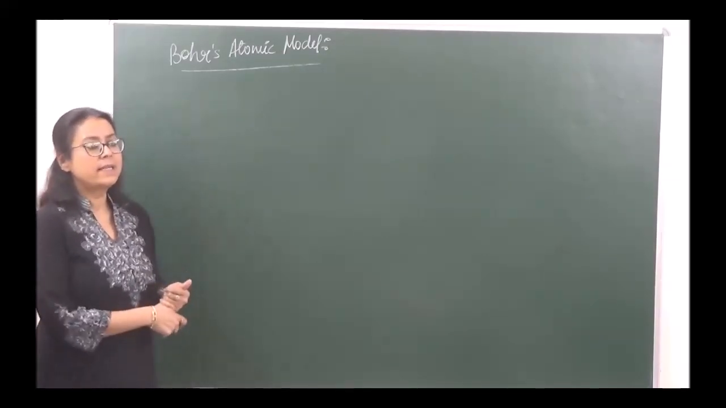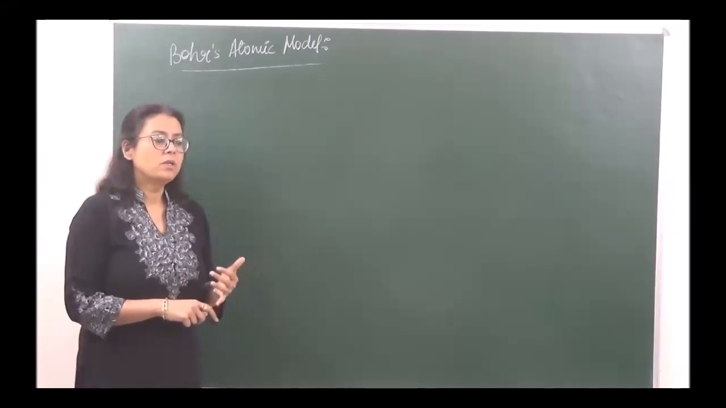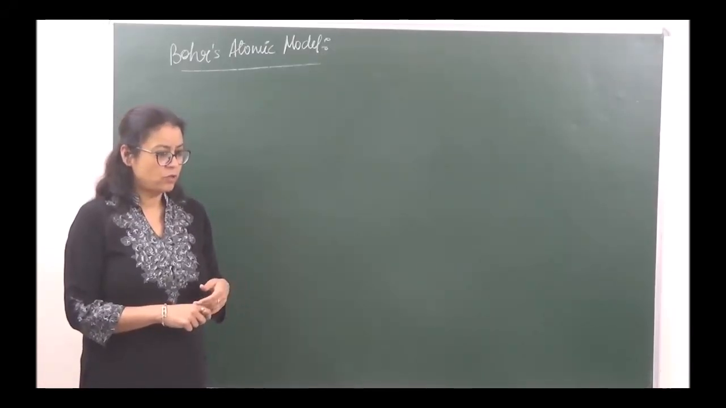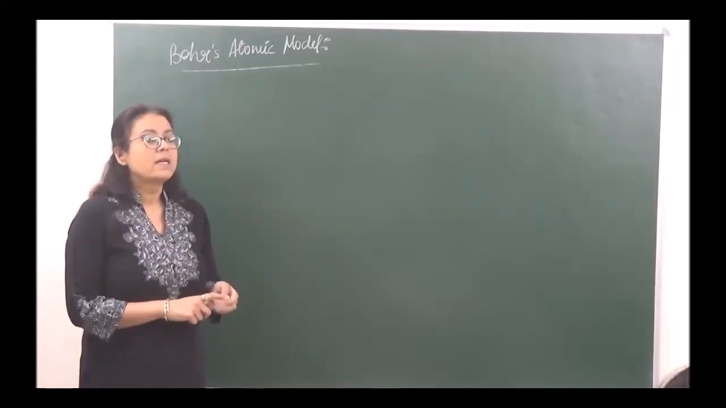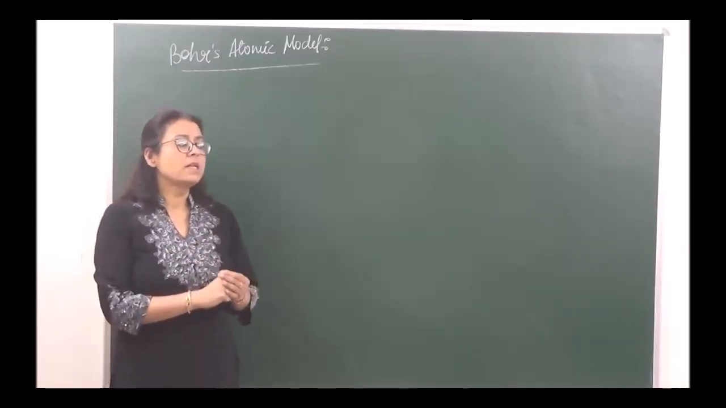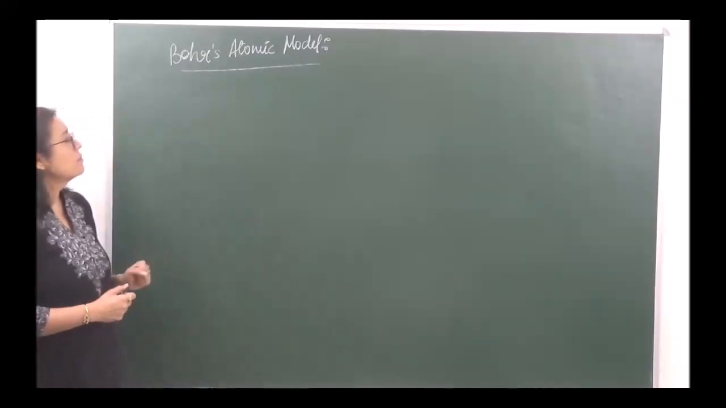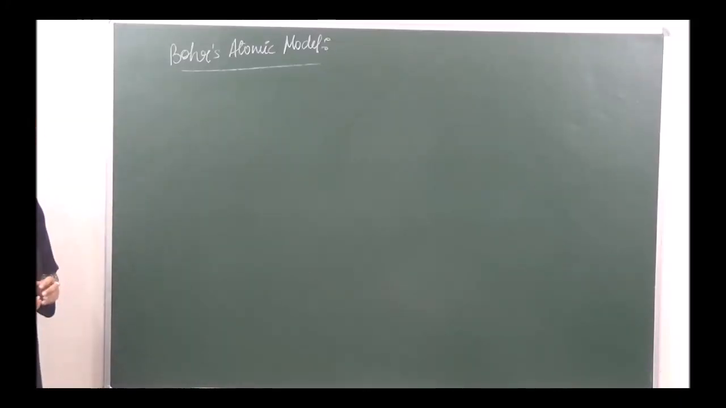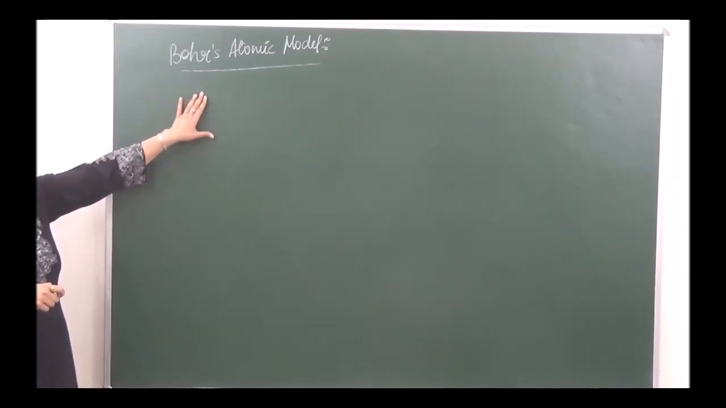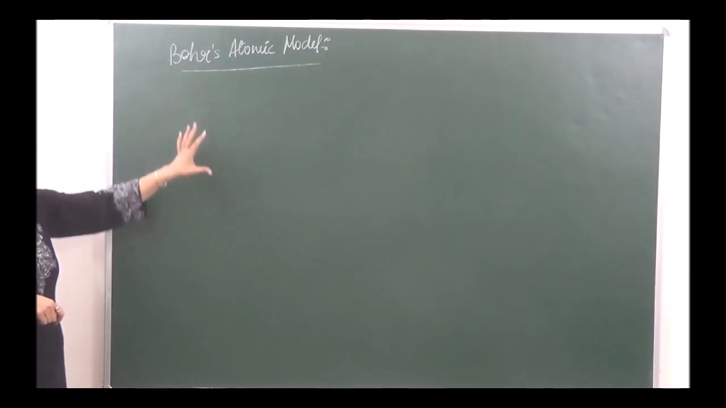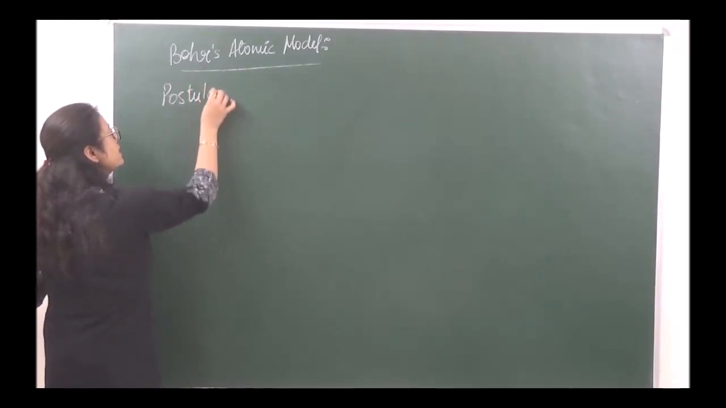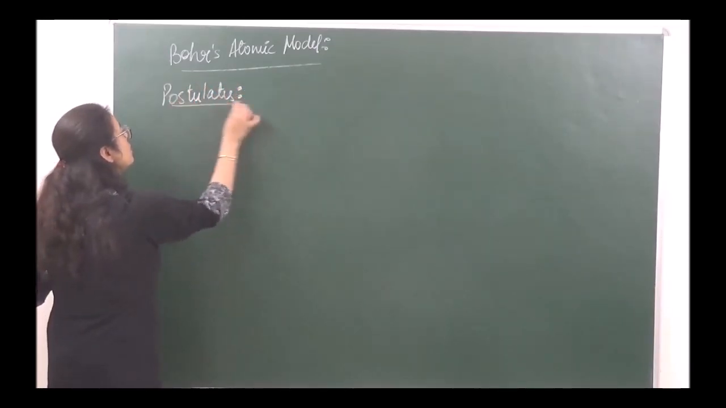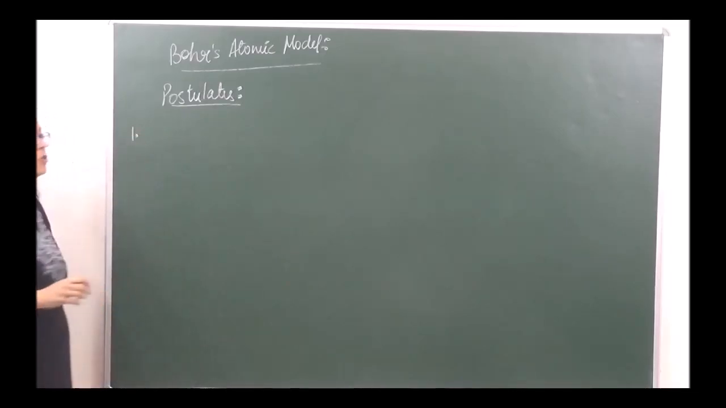As we had already studied, Rutherford's atomic model could not explain the spectrum of hydrogen, and it could not explain the stability of the atom, right? Now when these two flaws were seen in Rutherford's model, the next model was given by Bohr, which was known as Bohr's atomic model, and to overcome all those flaws which we saw in Rutherford's model, Bohr gave his model.